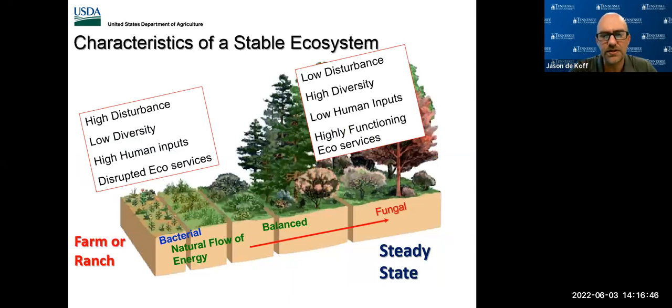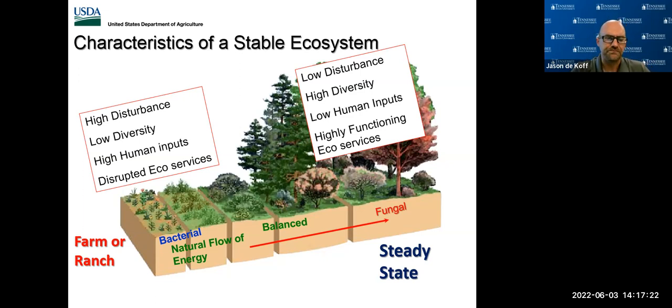So another good example is looking at this continuum here, where on the left hand side we've got our agricultural system. It's a very simple system. A lot of times, maybe there's one or two crops being grown. There's a lot of human inputs that are involved to keep things going. Whereas on the far right side, we've got something that's reached a steady state system where there's very few disturbances. There's a lot of good ecological services, and there's a lot of good biomass being grown.